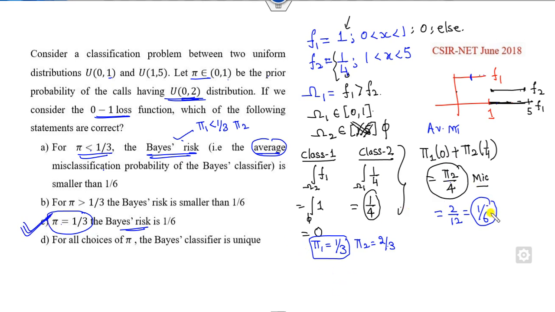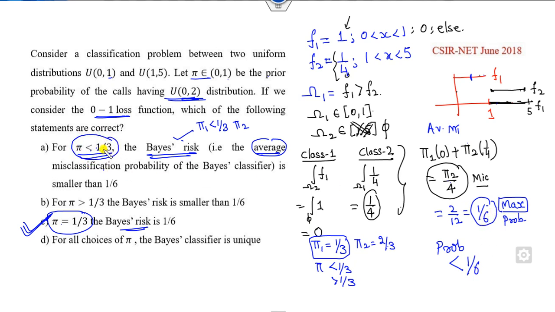Fine. Now since it is always with a maximum probability, whenever the value of pi 1 is less than 1 over 3 or greater than 1 over 3, whatever value you take, the probability of misclassification will always be less than 1 by 6, because this is the maximum one.